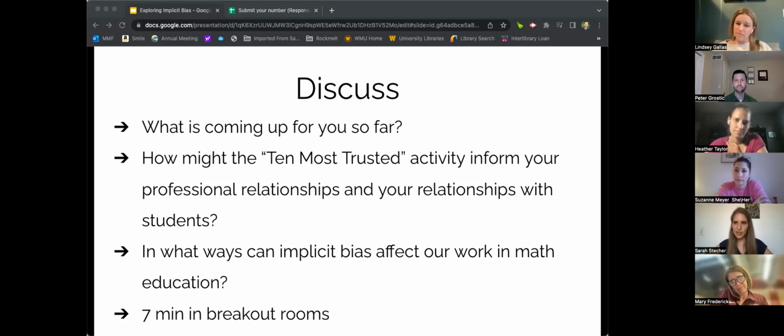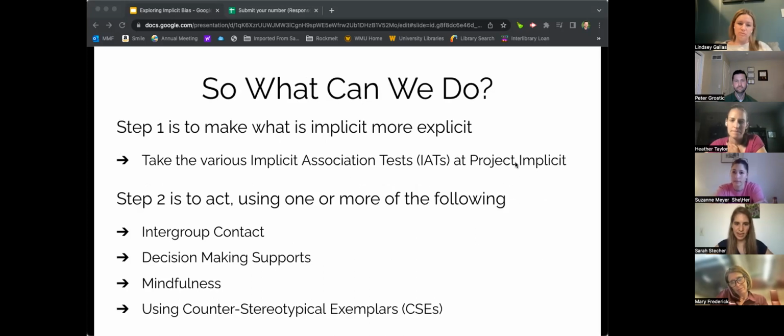So at this point, we're going to turn the corner a little bit and talk about, well, if implicit bias is this thing that we are now aware of, what can we do about it? So Pete, go ahead and tell us what we can do.